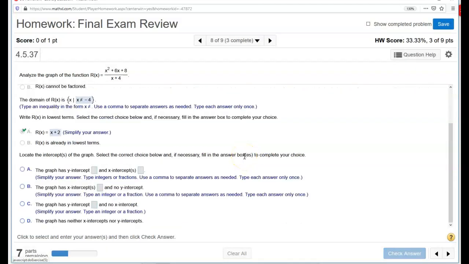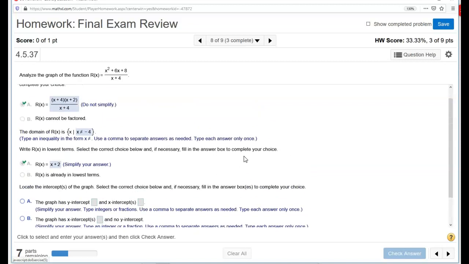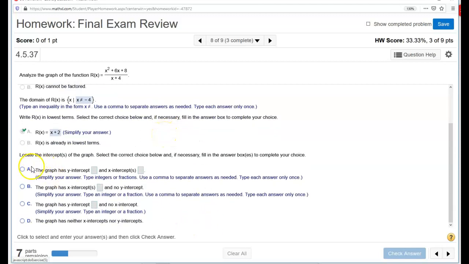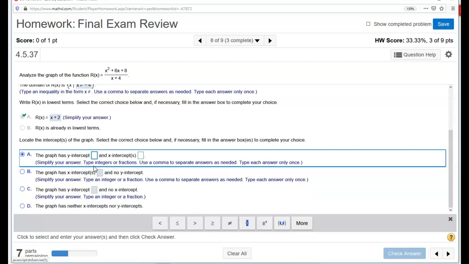All right, the next thing it says, locate the intercepts of the graph. Select the correct choice below, and if necessary, fill in the answer box to complete your choice. So to find our y-intercept, we're going to let our x equal 0. So if I let x equal 0 here, this is going to be 0 plus 4, which is 4, times 2, which is 8, over 4, which is 2. So I have a y-intercept of 2.